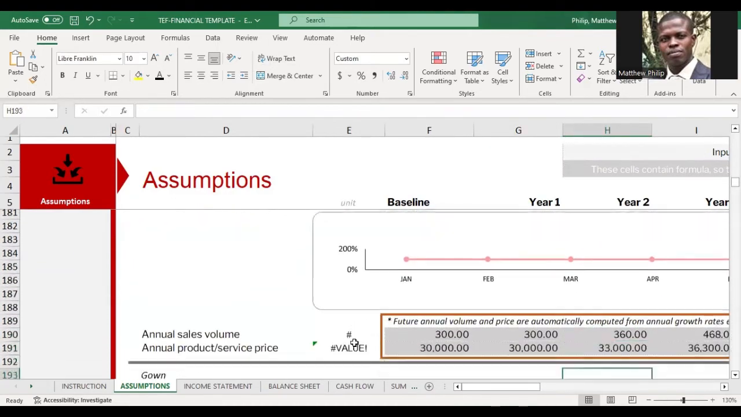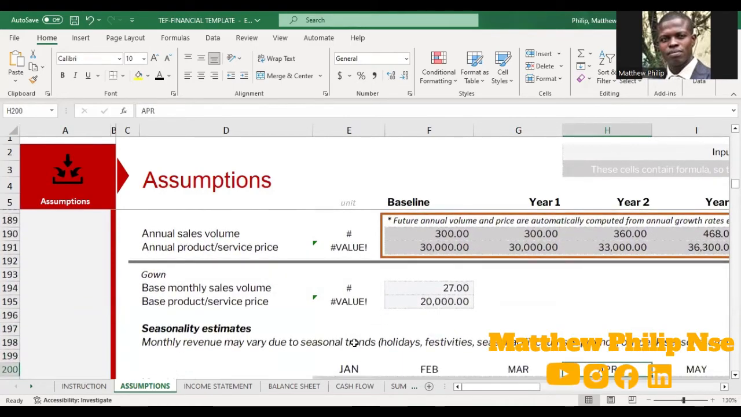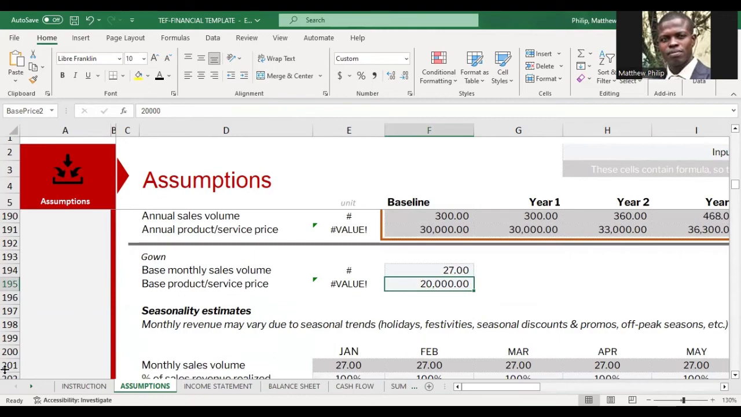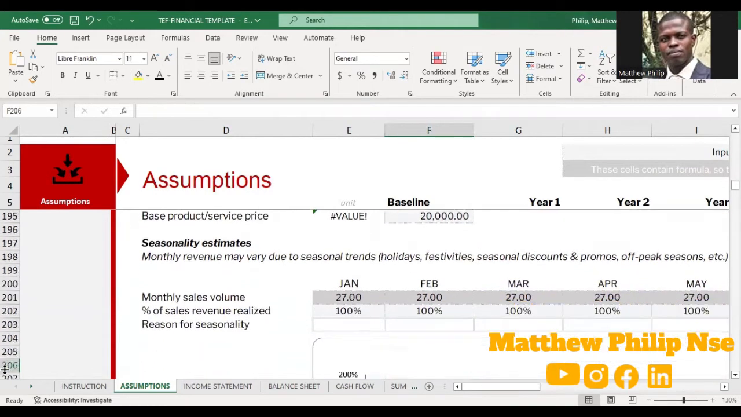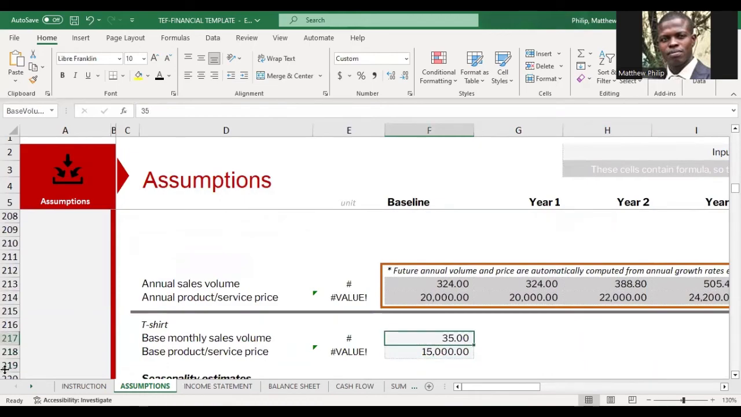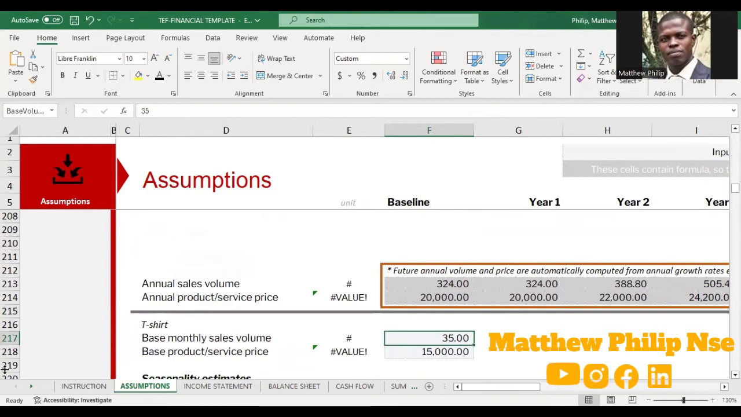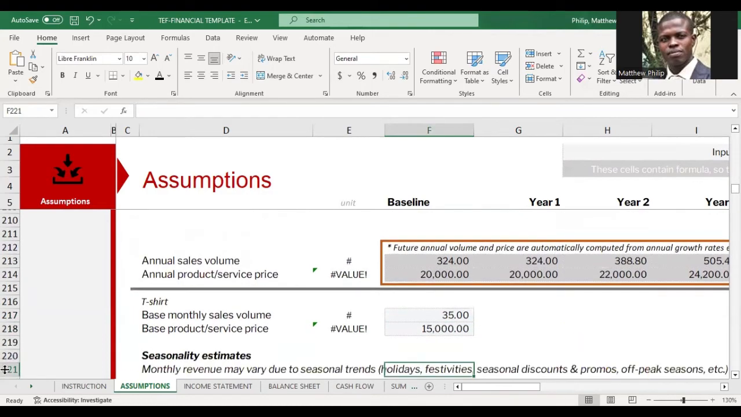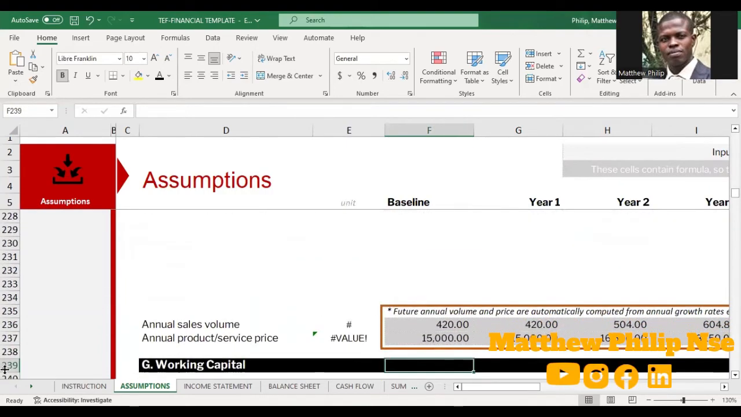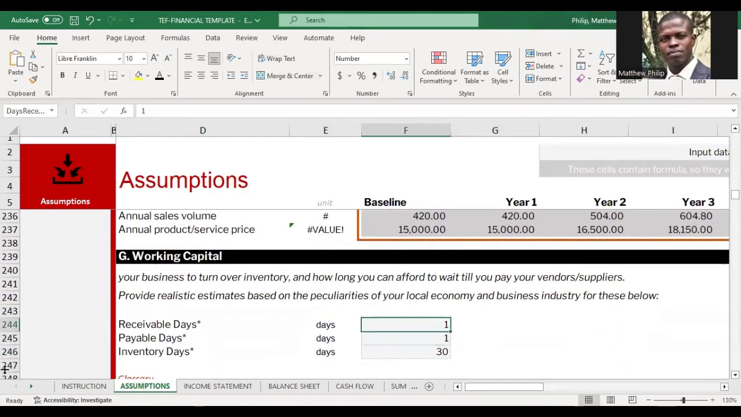Having said that, we'll also move to the next product, which is a gown. This entrepreneur will sell 27 pieces of gowns at 20K per one monthly. Then we move to the next one, t-shirts. This entrepreneur is projecting to sell 35 units of t-shirts at 15,000 naira per unit per month. Don't fill any other place. You just leave every other thing to auto generate. Now let's move to the next segment, working capital.